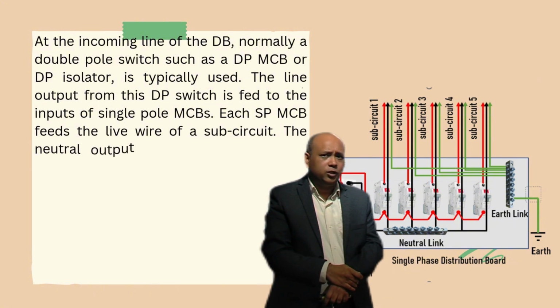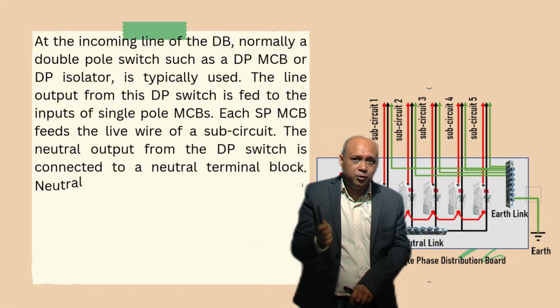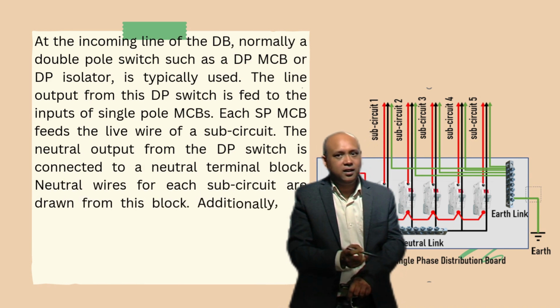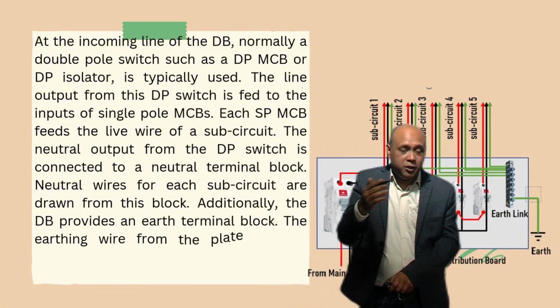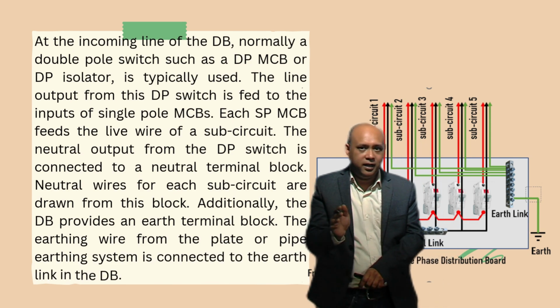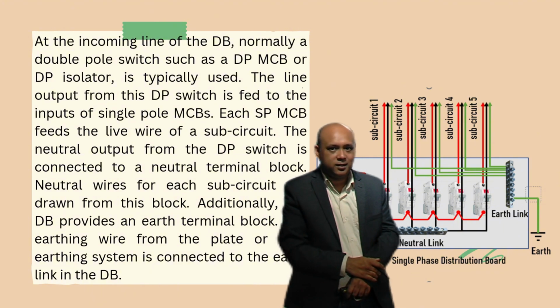The neutral output from the double pole switch is connected to a neutral terminal block. The neutral wires for each sub-circuit are drawn from this block. Additionally, the distribution board provides the earth terminal block. From here, the earth wire is taken for the various sub-circuits.